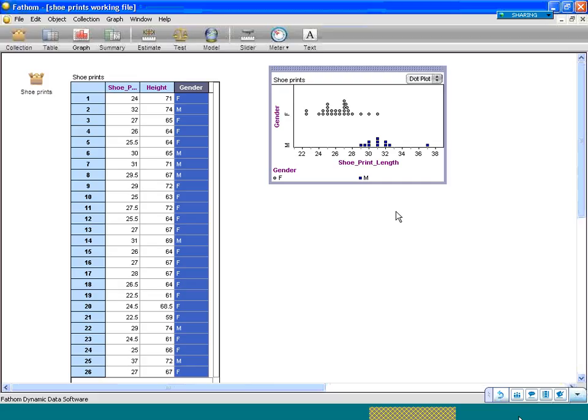Are there any shoe print lengths that would make you pretty certain that the culprit was a female? 22. Less than 26. I heard 22. I heard less than 26. What if it were 27? I would suspect a female. Still female? 28?